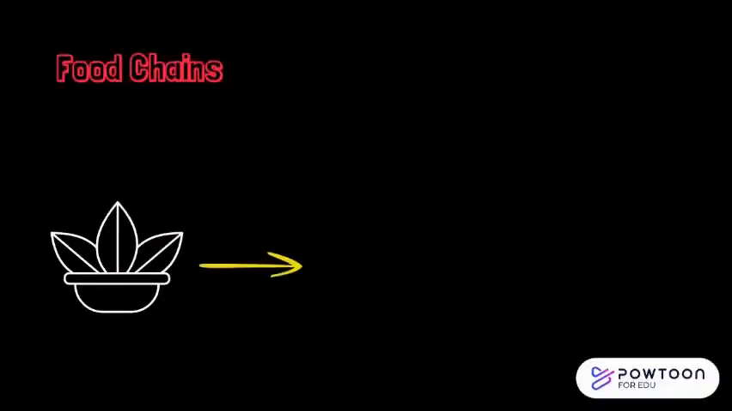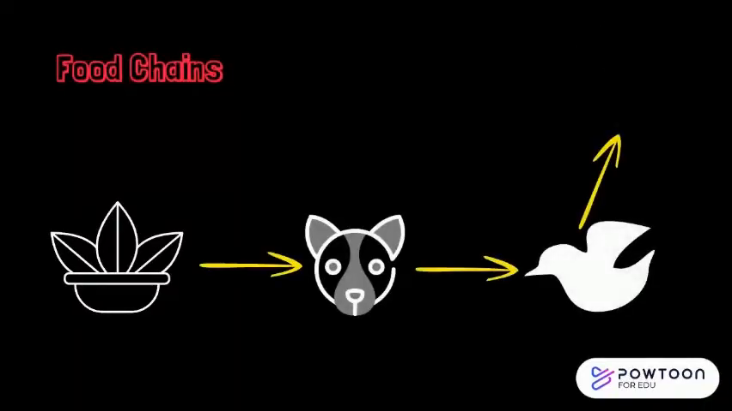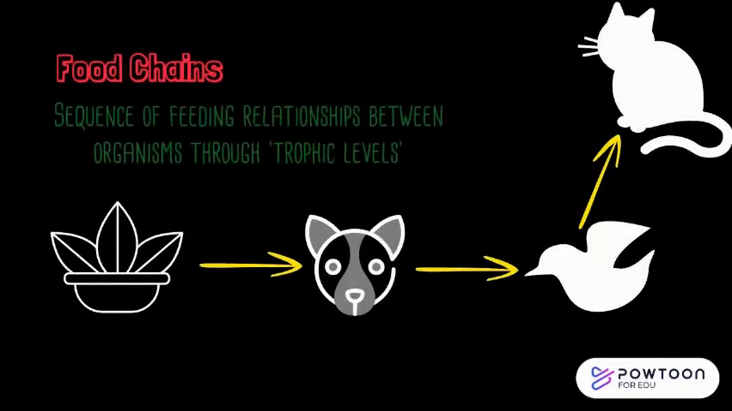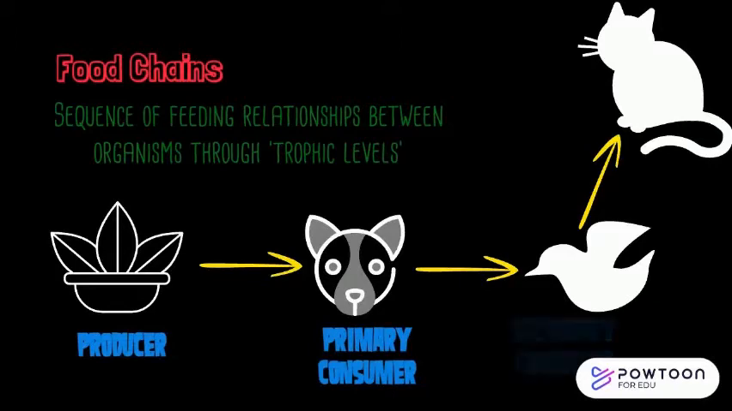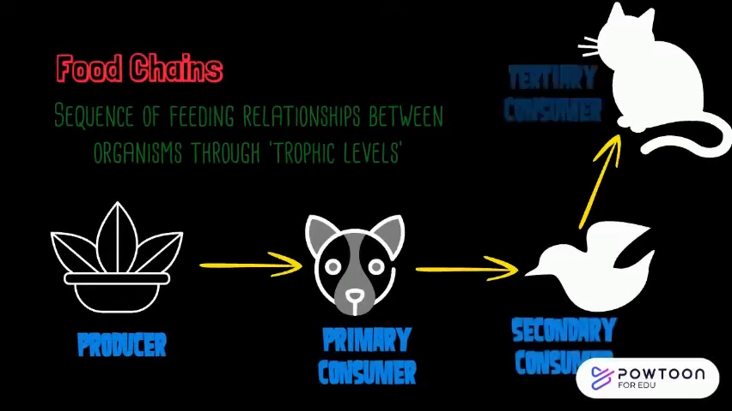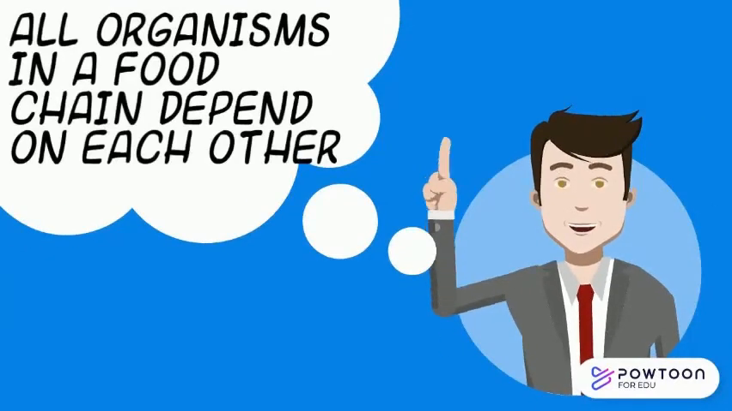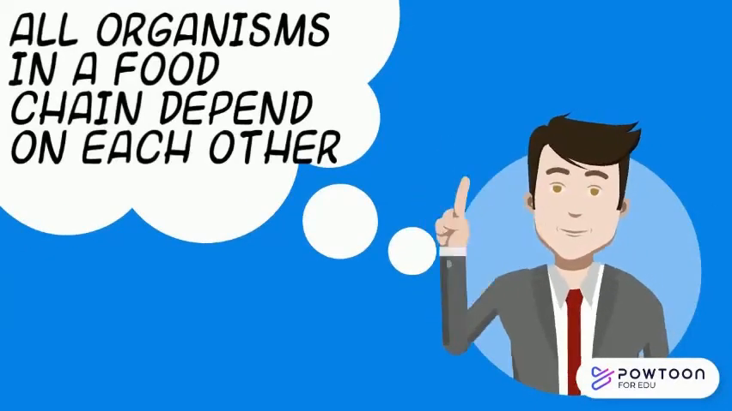See this plant, mouse, bird, and cat. This shows a food chain, the sequence of feeding relationships through trophic levels. Trophic levels are producer, primary consumer, secondary consumer, and tertiary consumer. So all organisms in a food chain depend on each other, since obviously they depend on each other for food.